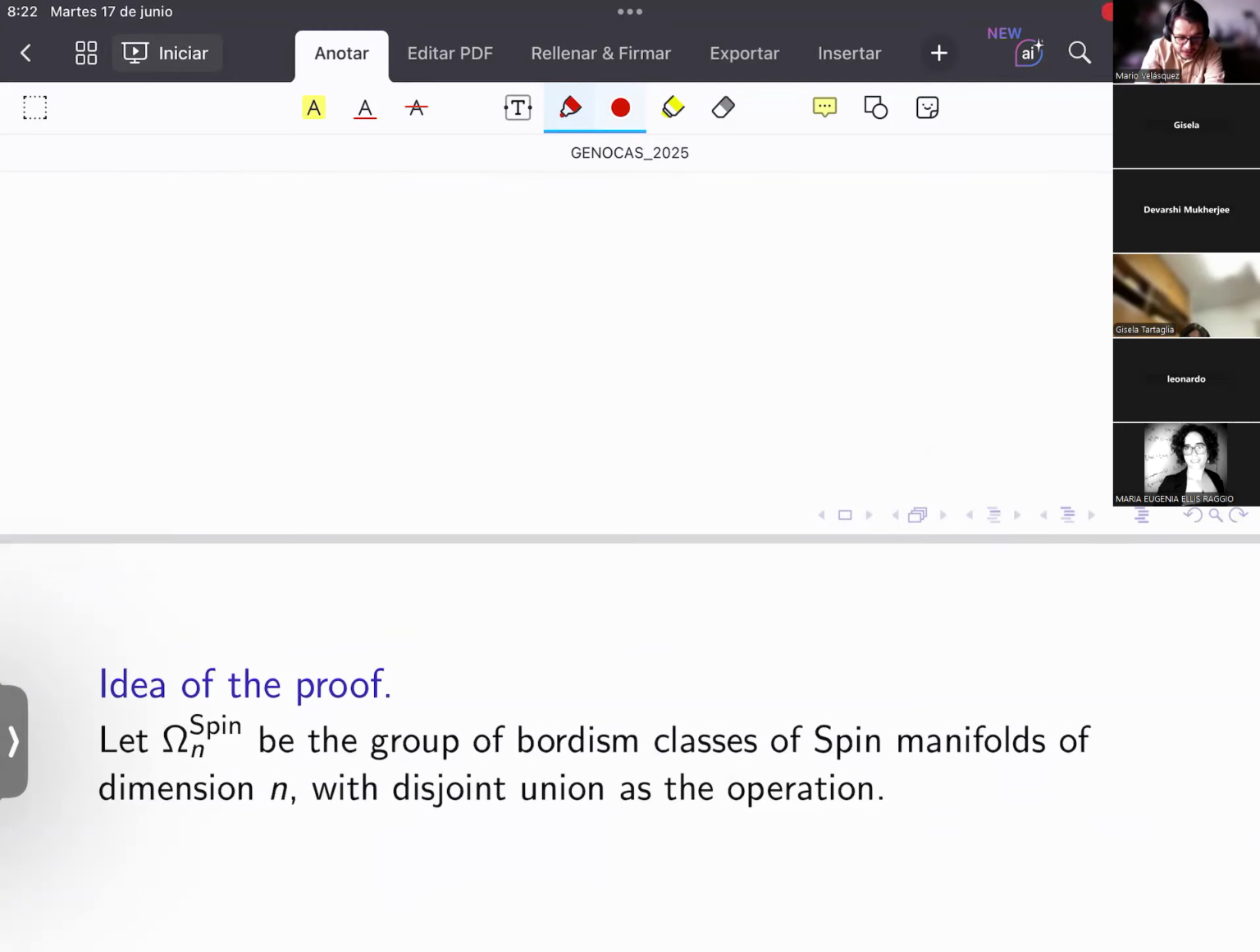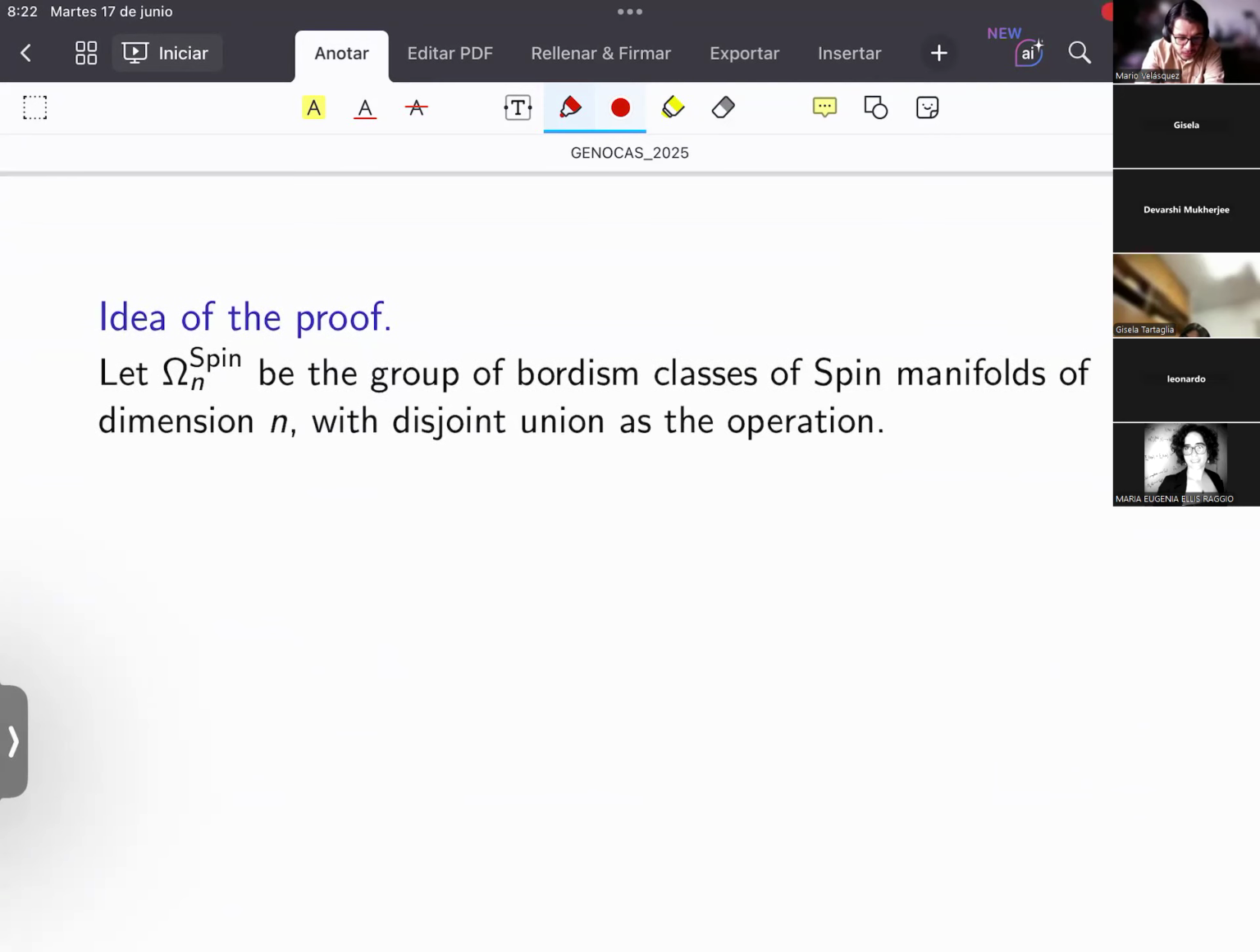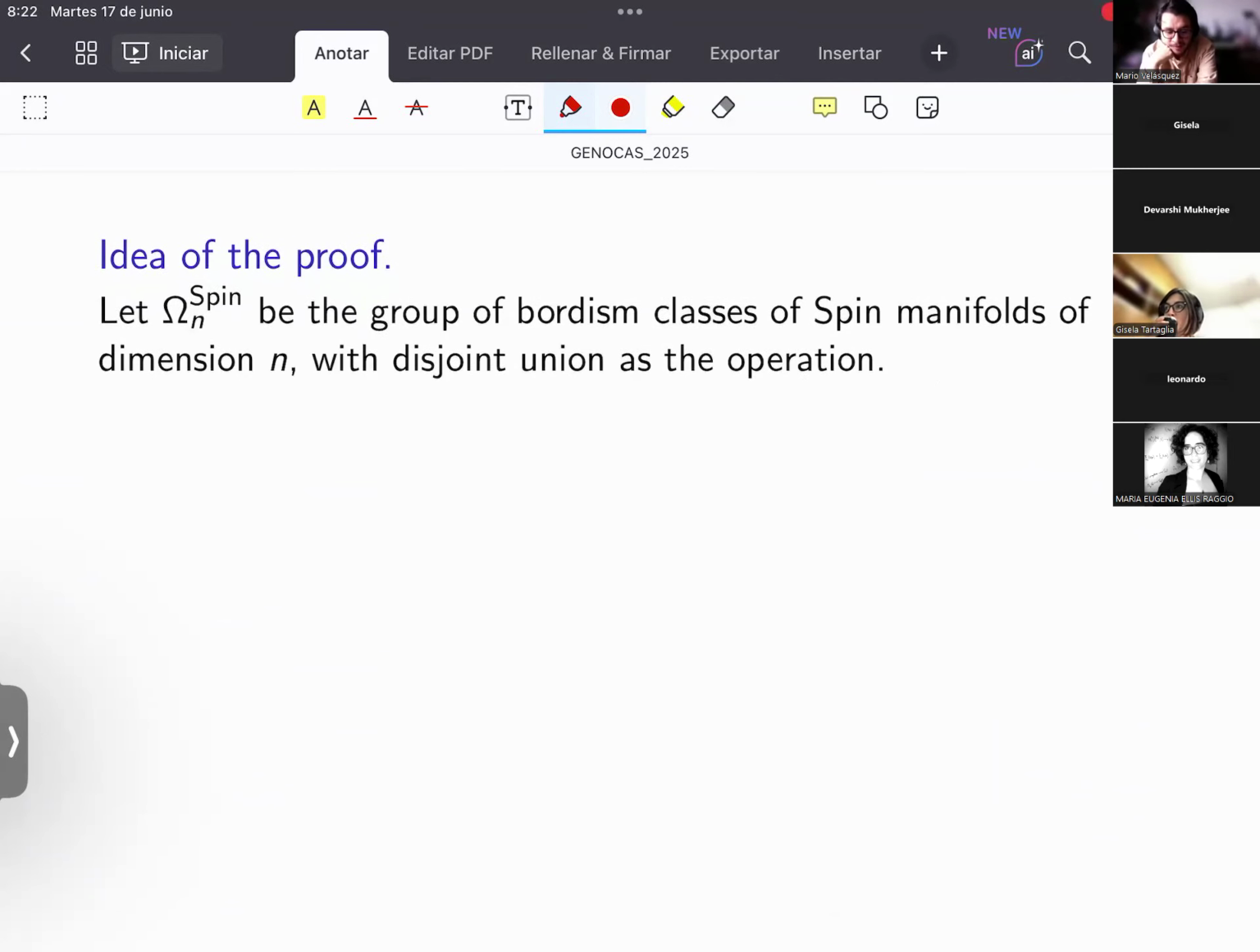What is the idea of the proof? The idea of the proof is the following. Let Omega_n spin be the group of bordism classes of spin manifolds of dimension n, with disjoint union as the operation. And we are saying here that two spin manifolds are equivalent. Let me give a quick picture. For example, we have here M, we have N.